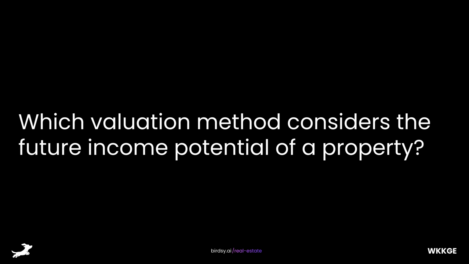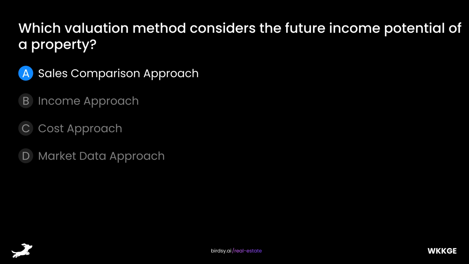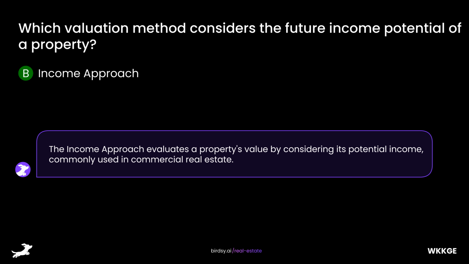Which valuation method considers the future income potential of a property? Is it A, sales comparison approach, B, income approach, C, cost approach, or D, market data approach? The answer is B, income approach. The income approach evaluates a property's value by considering its potential income, commonly used in commercial real estate.